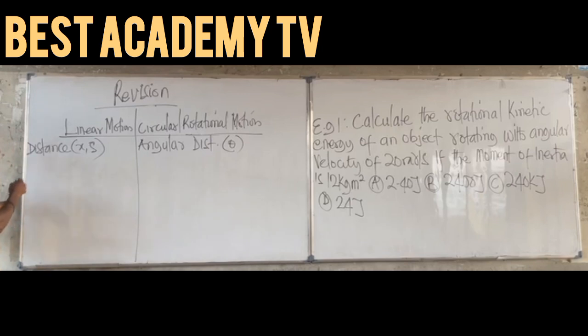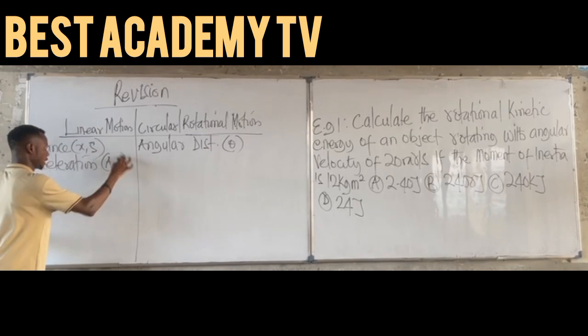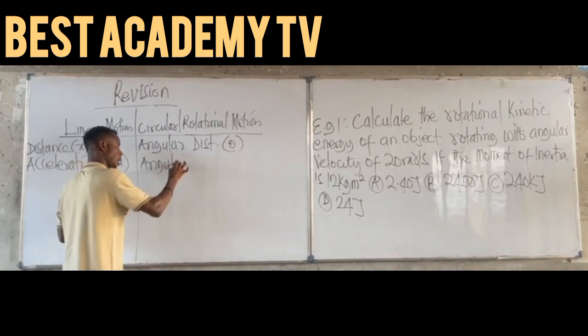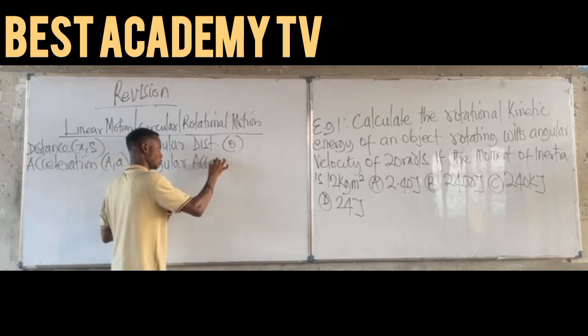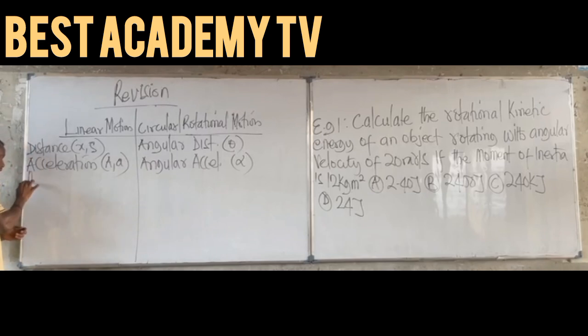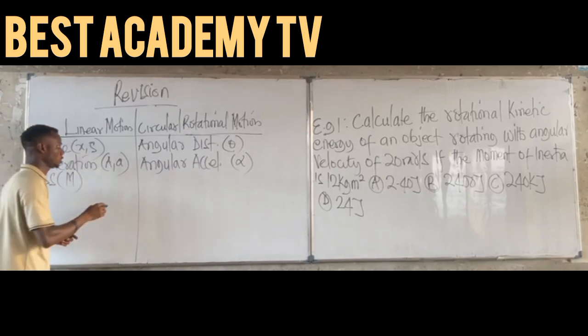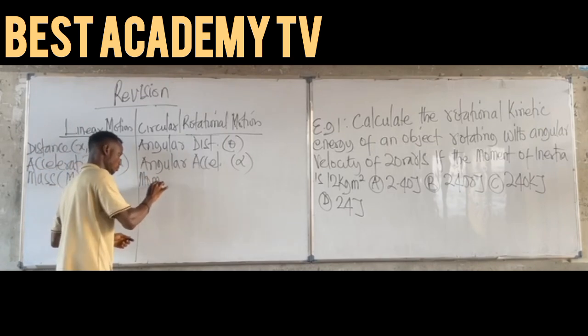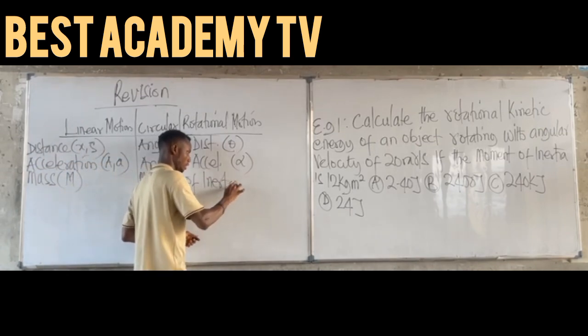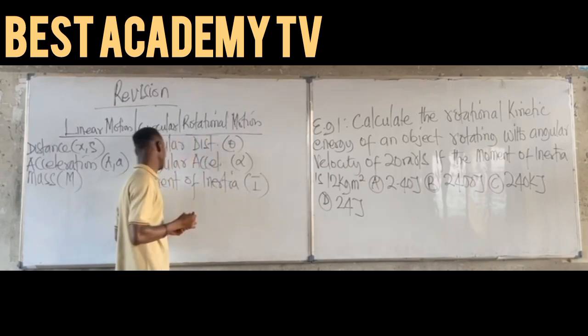Now the next thing here is acceleration. Acceleration is said to be A, or small letter a. Here we call it angular acceleration. Please take note. It is said to be alpha. The next thing here is mass. We use m to represent this. Now we call this what? Moment of inertia. We use what? I to represent this.